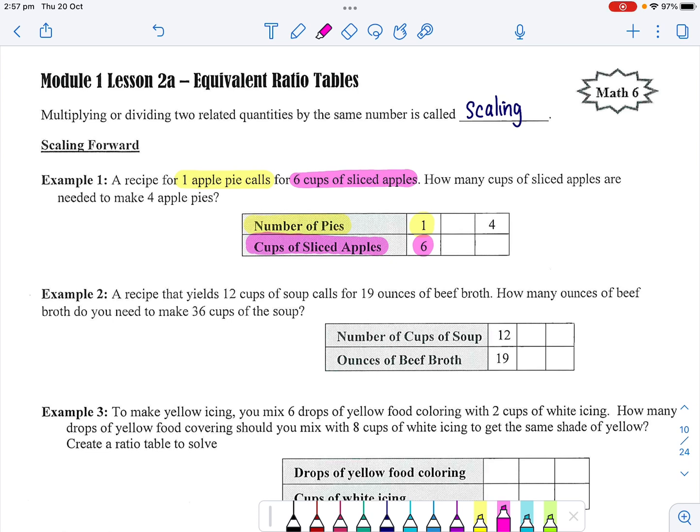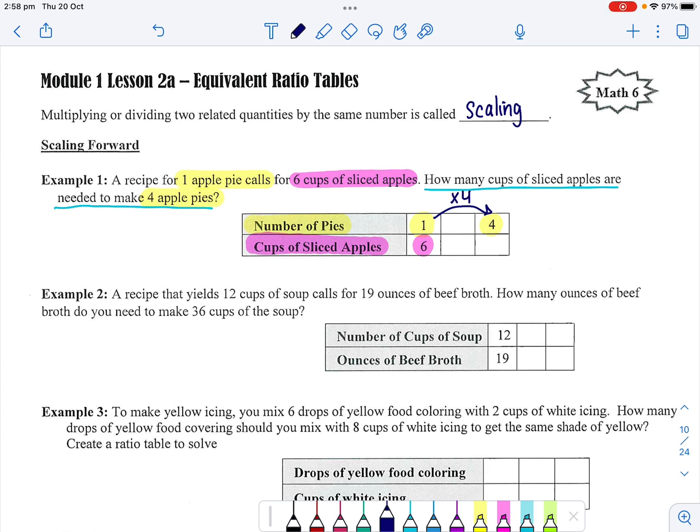Now I'm going to look at the next part. It says how many cups of sliced apples are needed to make 4 apple pies. And I'm going to highlight that 4 apple pies in yellow because it goes in the same part of the table, and here's the 4. So now I want to look at this as if it's a fraction, so 1 over 6. And then I want to say, okay, if I have 1 apple pie, how many cups of apples am I going to need to make 4 of them? So how do I get from 1 to 4? Well, this value is bigger, so I'm going to be multiplying. I'm scaling forward, I am multiplying, and I'm going to multiply by 4.